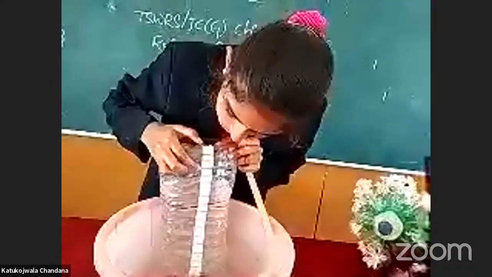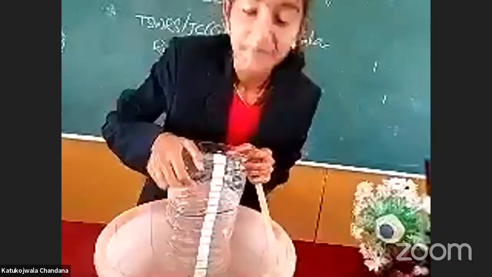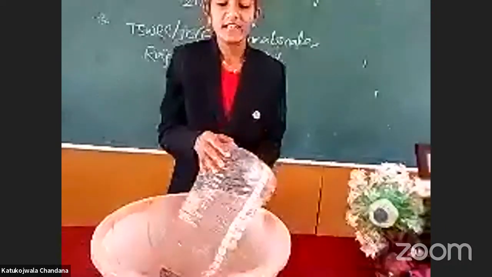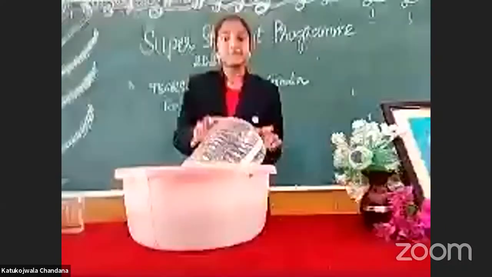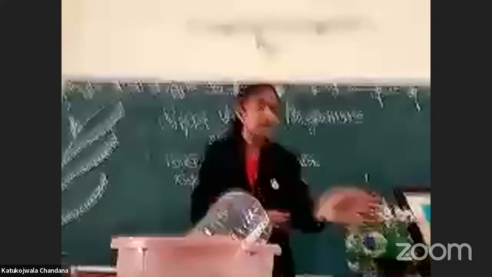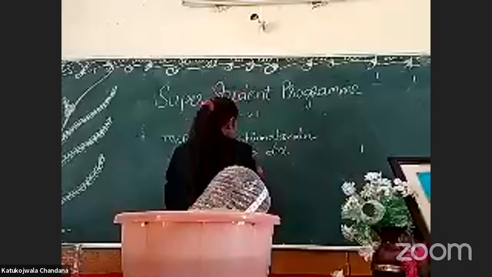1, 2, 3, 4, 5, 6, 7. Yes, it's 7. Here you first multiply into 7. 7 zeros are 0, 7 fives are 35, 7 twos are 14. If we add 3, we get 17.